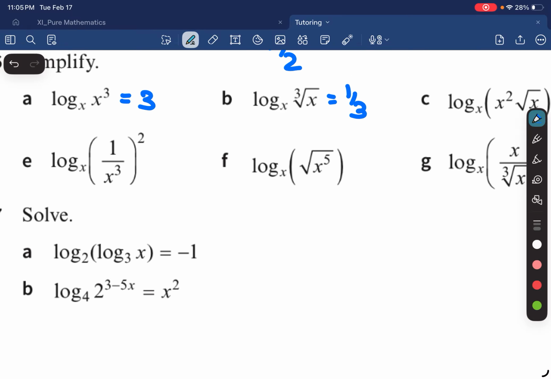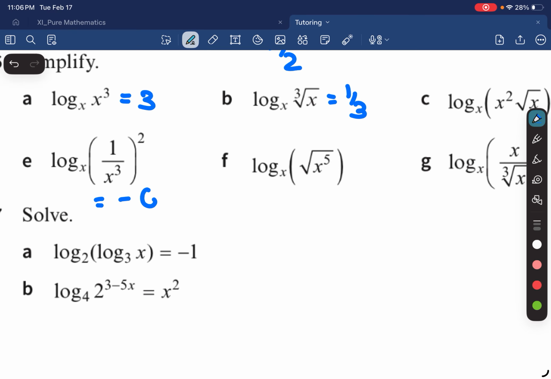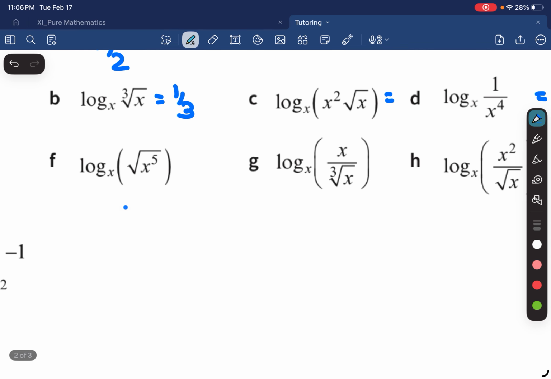And all of these is the same thing. Log base x, you're just trying to recall the laws of exponents. 1 squared, you squared this. 3 x to the power cube squared is x to the power 6. So overall, you have x to the power minus 6. So your overall answer is just negative 6. And this is just going to be 5 by 2.